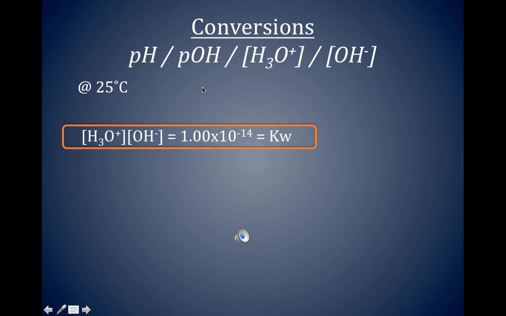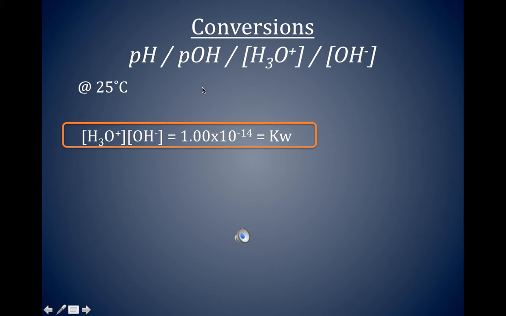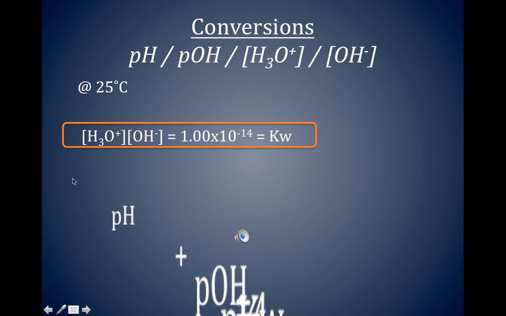So there's one of our first tools. Kw equals 1.00 times 10 to the minus 14. And it also equals H3O plus times OH minus. Those two things multiply together. So what it means is if I have the H3O plus and I want the OH minus, I just take Kw and divide by the H3O plus. If I wanted to figure out the H3O plus when I have the OH minus, I go Kw, this number, divided by the OH minus. And away I go.